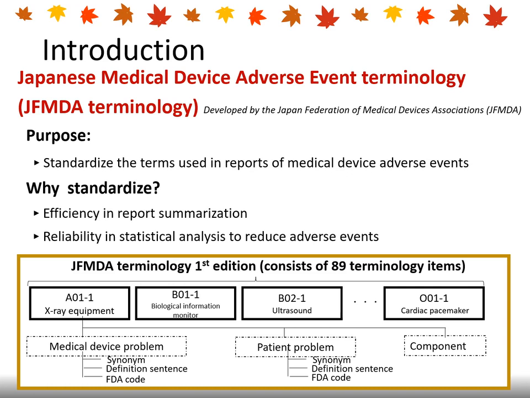adverse event numbers. The first edition of the terminology was published in March 2015 and consists of 89 terminology items such as for X-ray equipment and for biological information monitors.